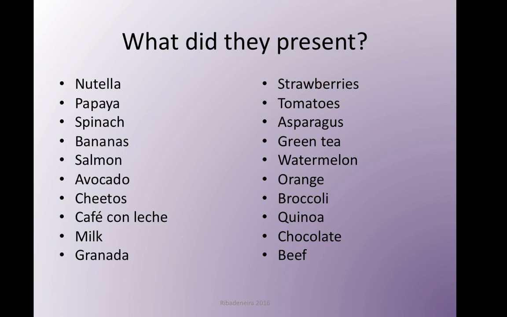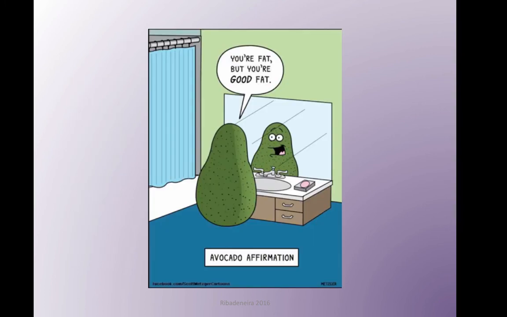So what did they present? Well, Nutella, papaya, spinach, salmon, avocado, Cheetos, café con leche, milk, granada, strawberries, tomatoes, asparagus. So you can see, they just went crazy. But these were topics that interested them specifically. Oh, I just had to include this because I love this little guy when he says, "You're fat, but you're good fat." Avocado affirmation.